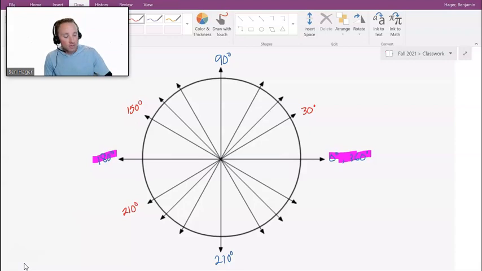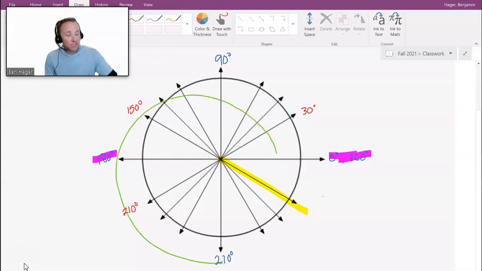I want to give you a minute to identify this angle right here. Find your nearest anchor point, which in this case would be all the way around. It's 360 is my nearest anchor point. And then add or subtract your reference angle accordingly. What's going to get you to that yellow angle?